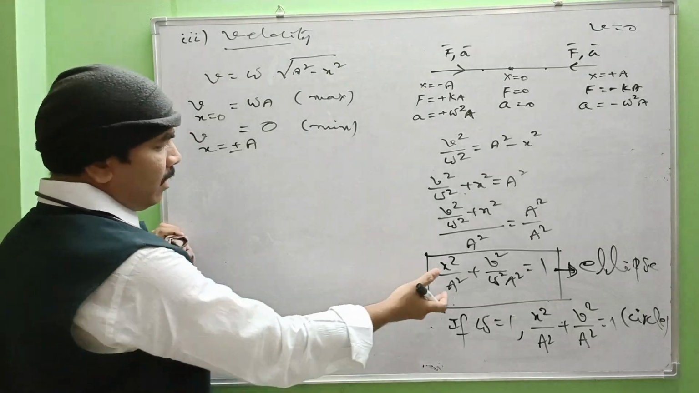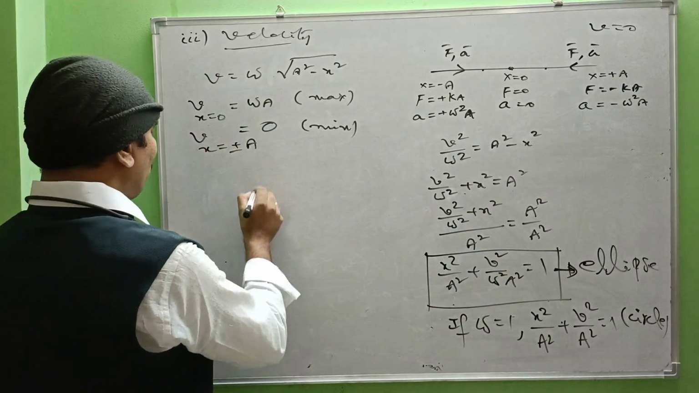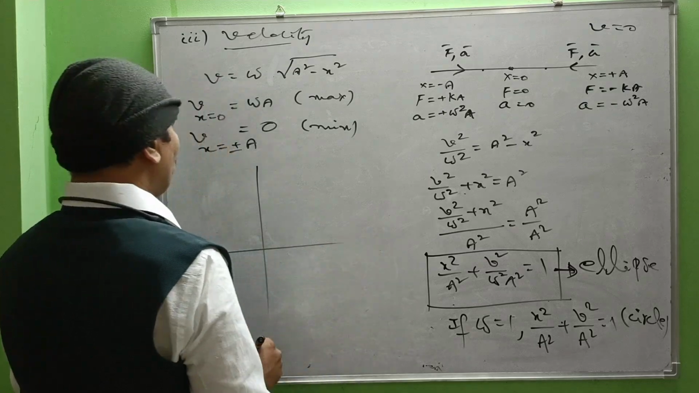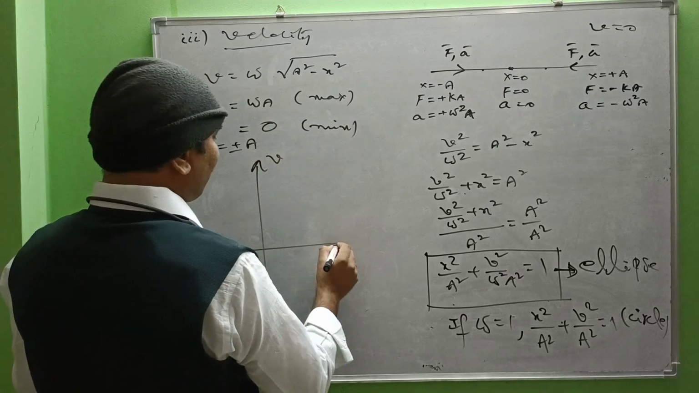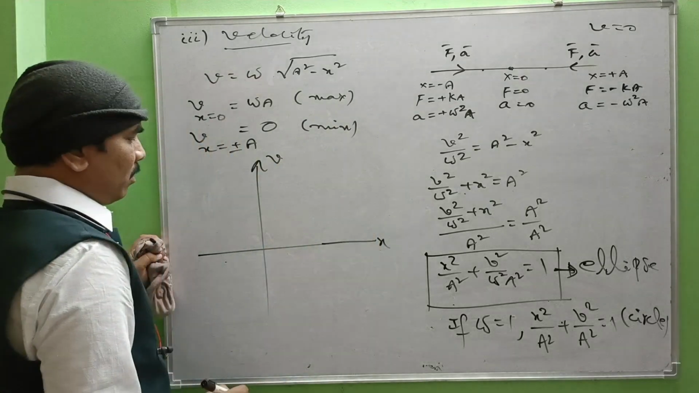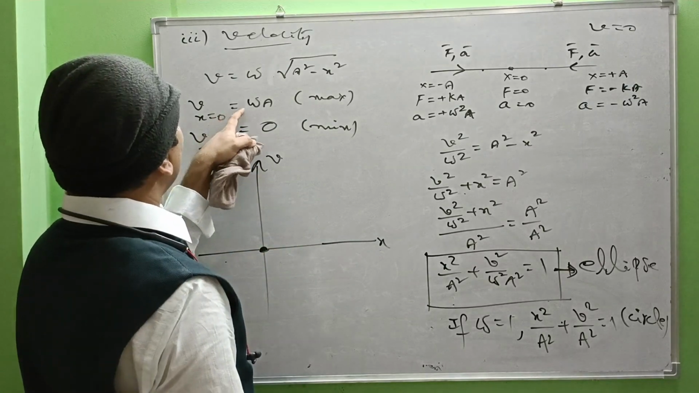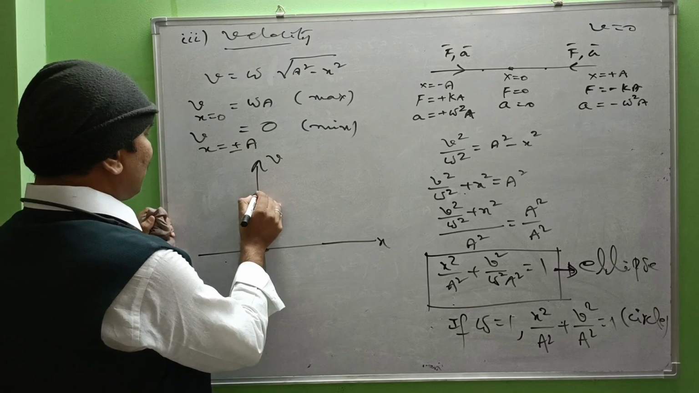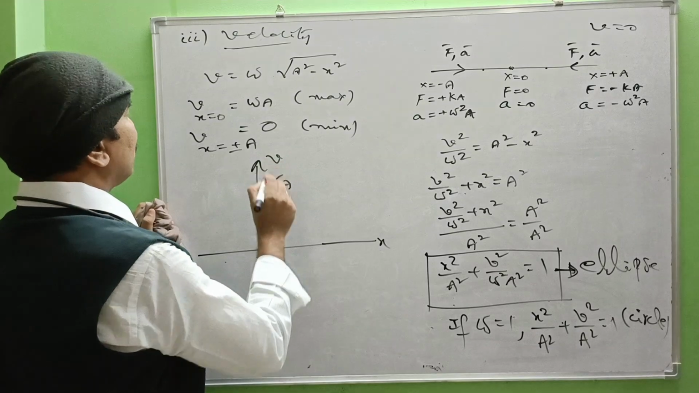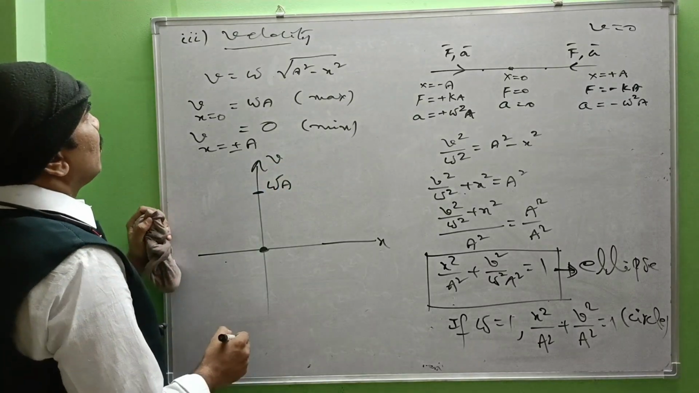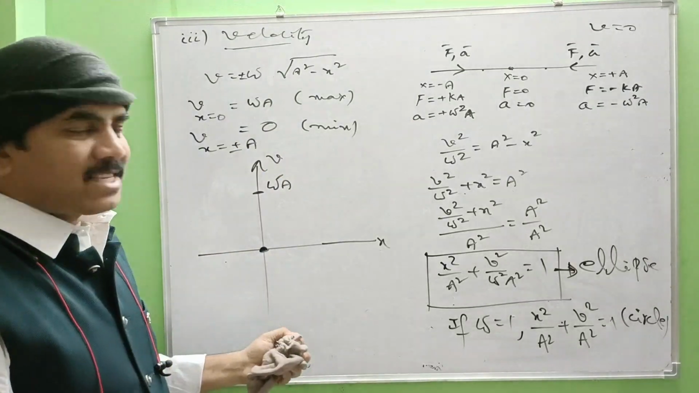In the same way, now we can calculate the variation graphically. Suppose, see here, this is the variation of velocity of the particle with position x. When the particle lies at the mean position, what is the speed here? Omega a. That is maximum. Let it be represented somewhere here, omega a. Right? In fact, v equal to plus or minus omega into root over a square minus x square.